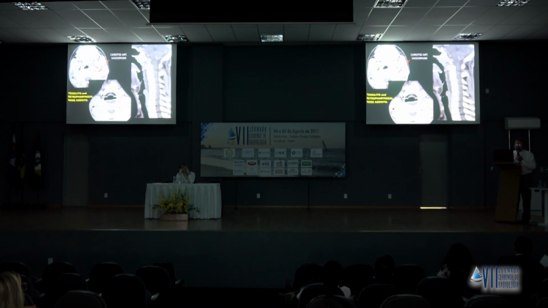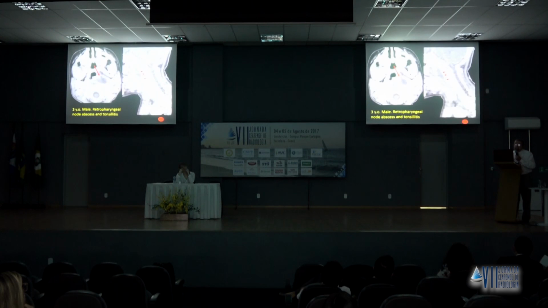Here's the retropharyngeal space filled with fluid. You can see it better on the sagittal image. And another patient with a large abscess in the retropharyngeal space. Look again, the carotid artery is narrow on the left and normal on the right.